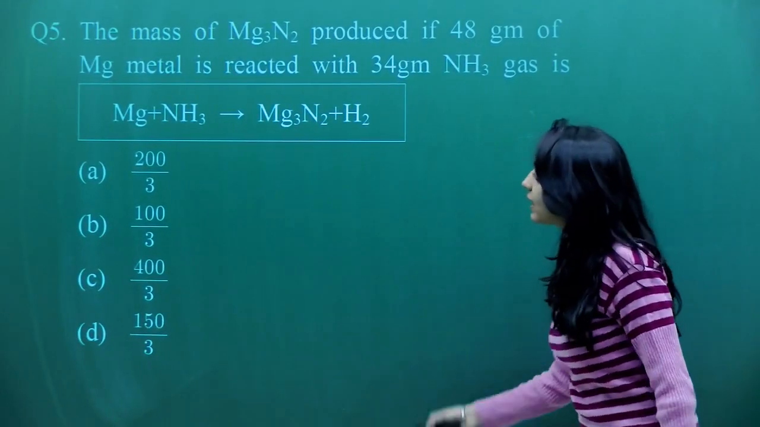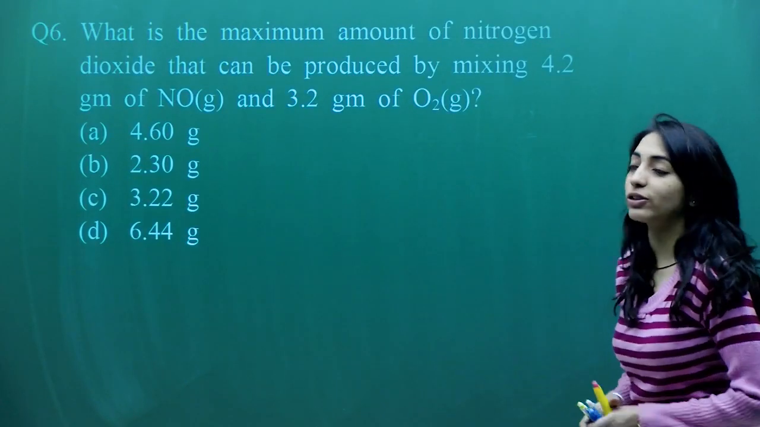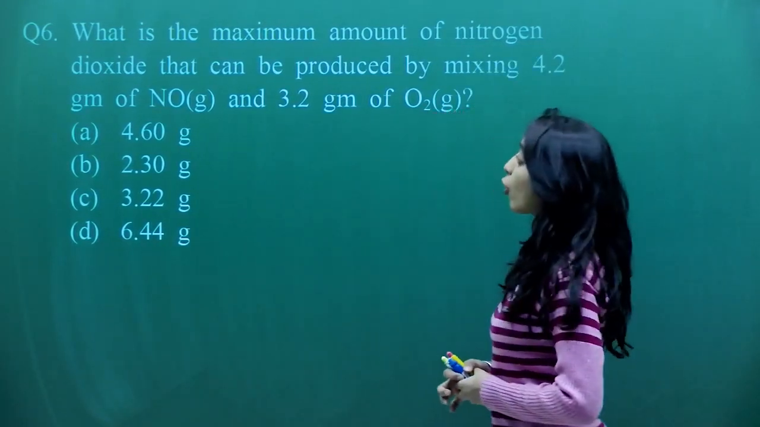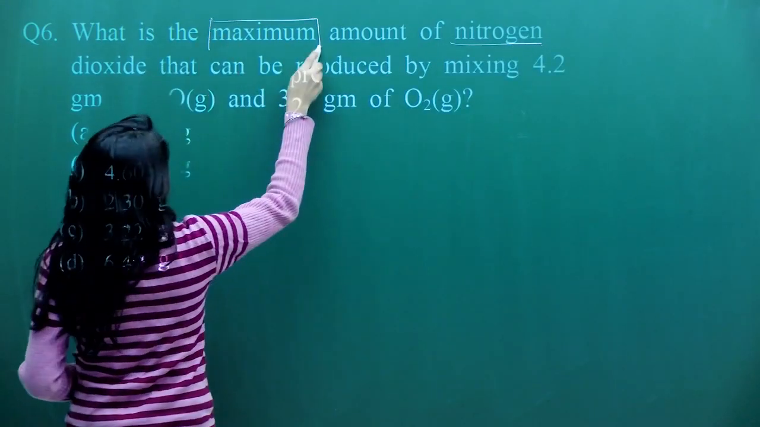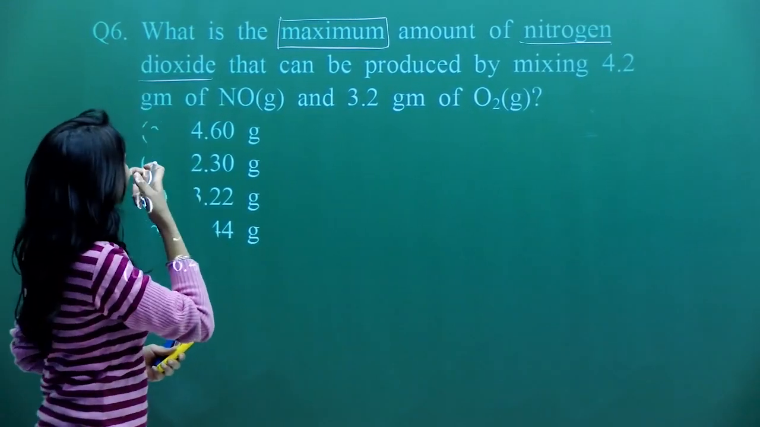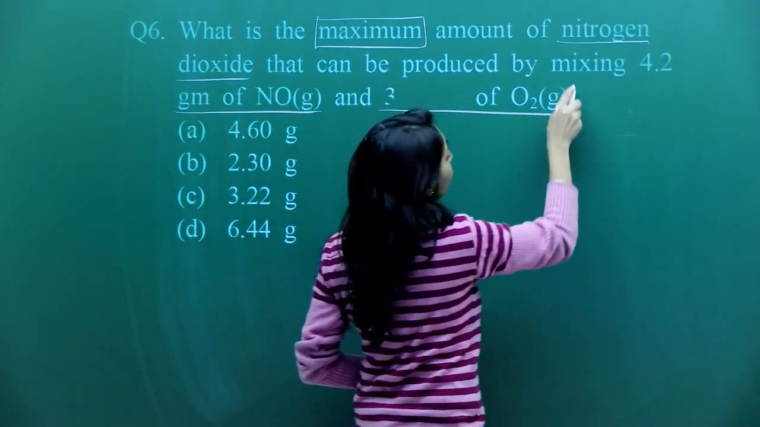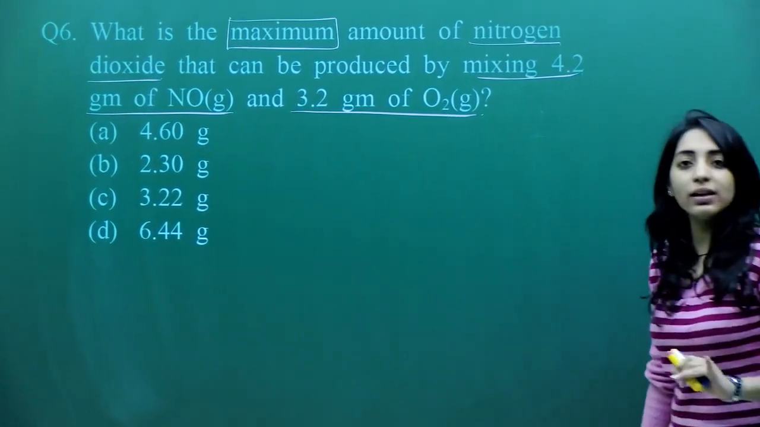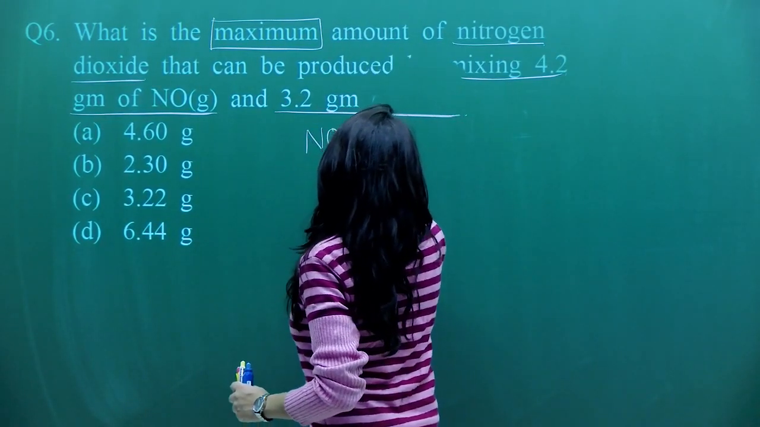Okay, so the board is ready, even the question is ready, so now you need to be ready for the question. The question is, what is the maximum amount of nitrogen dioxide? This word maximum is very important. That can be produced by mixing 4.2 grams of NO and 3.2 grams of O2. Okay, so I don't know what is to be done in the question. The only thing I am concerned about is writing the balanced chemical equation.